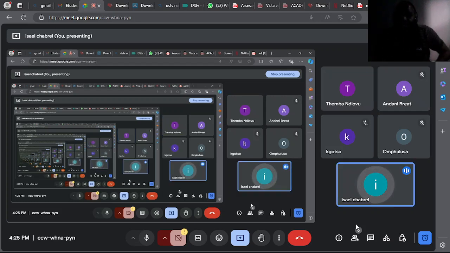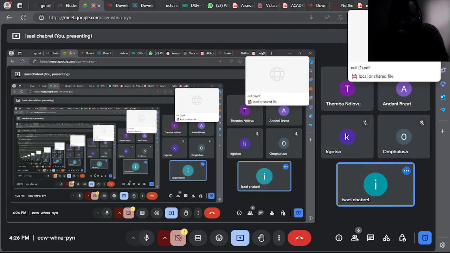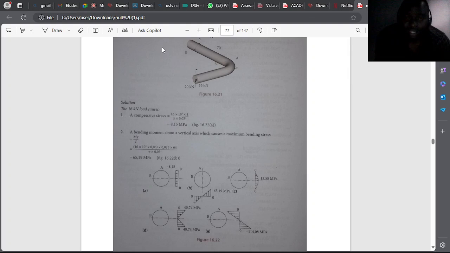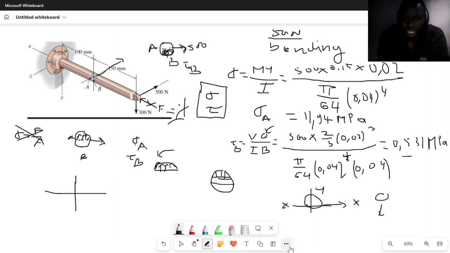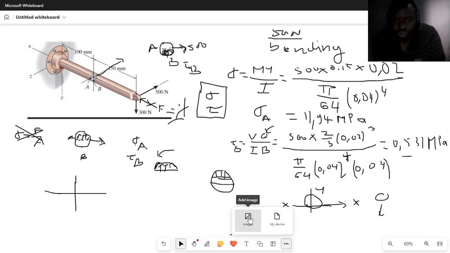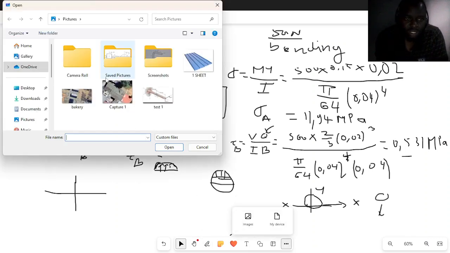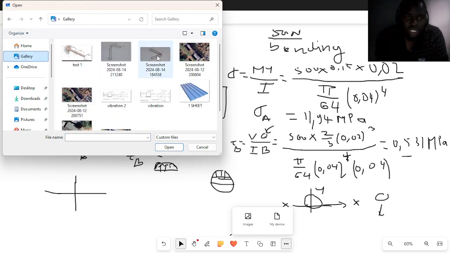Okay, meanwhile we are waiting, guys, let's have a small debate here. It will help us to understand. Okay, guys, this is what we had. Let's see what is happening here. Do we agree that 16? Should I import this picture? If it's going to help us, we should do it. Gallery. This is the one.